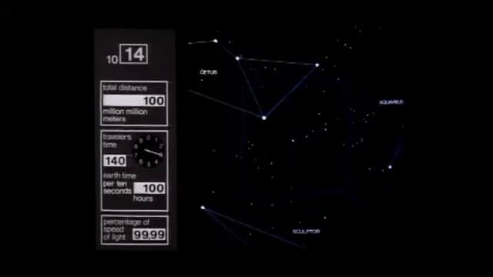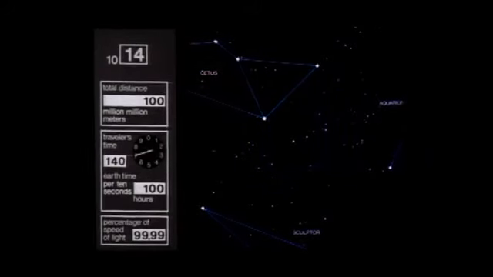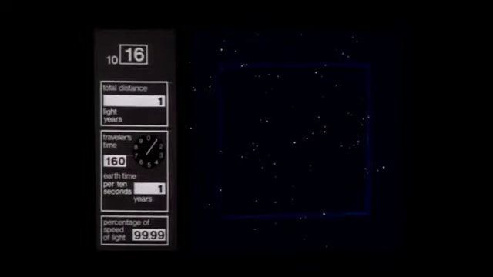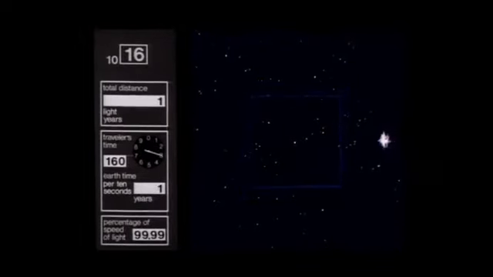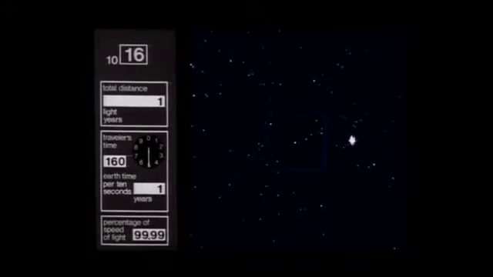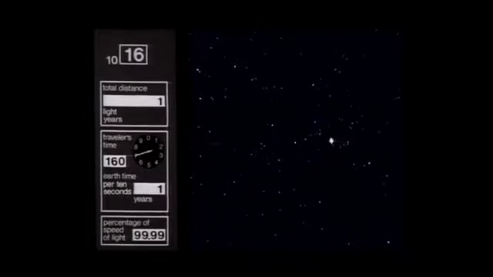The ancient constellations demonstrate the direction in which we are traveling, perpendicular to the plane of the Milky Way galaxy. A supernova, an exploding star, flares. We are now 1 light year away, 10 to the 16th meters. We are approaching the distance of the closest star to the Sun, Alpha Centauri.